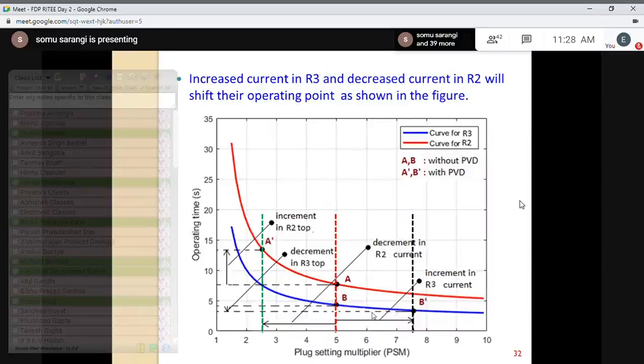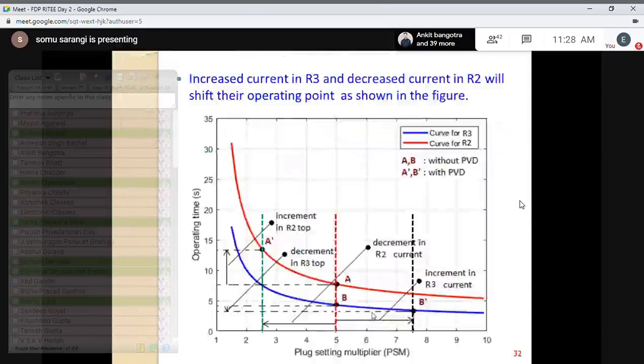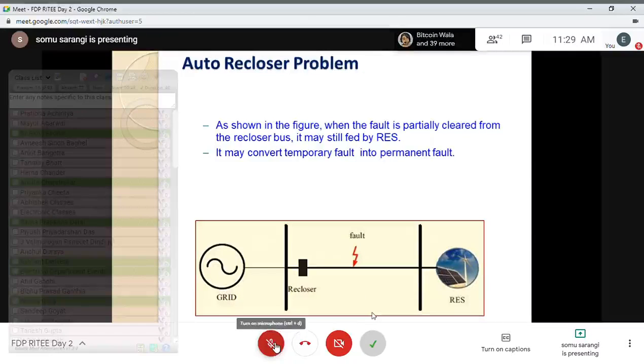It means that if the relay which is R3 is not operating, then the relay we are having at R2, it will operate with a time delay. Means we are deliberately delaying the fault clearance, which is not good. And during this period, because of the fault sustained, the other equipment may blow up. So we have to design the system in such a way that the relay coordination must be maintained.